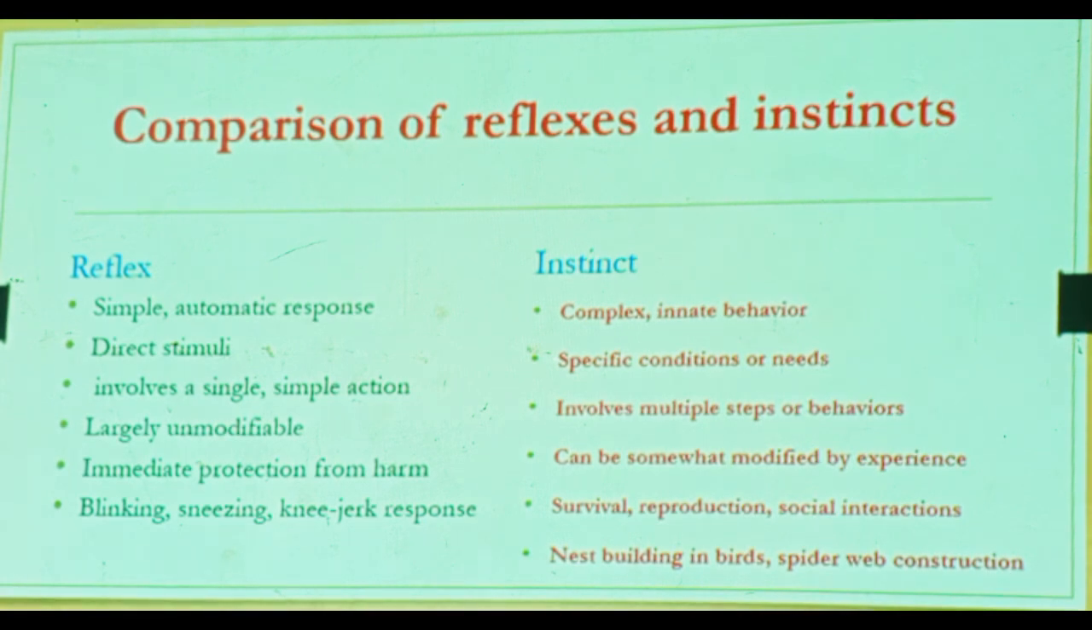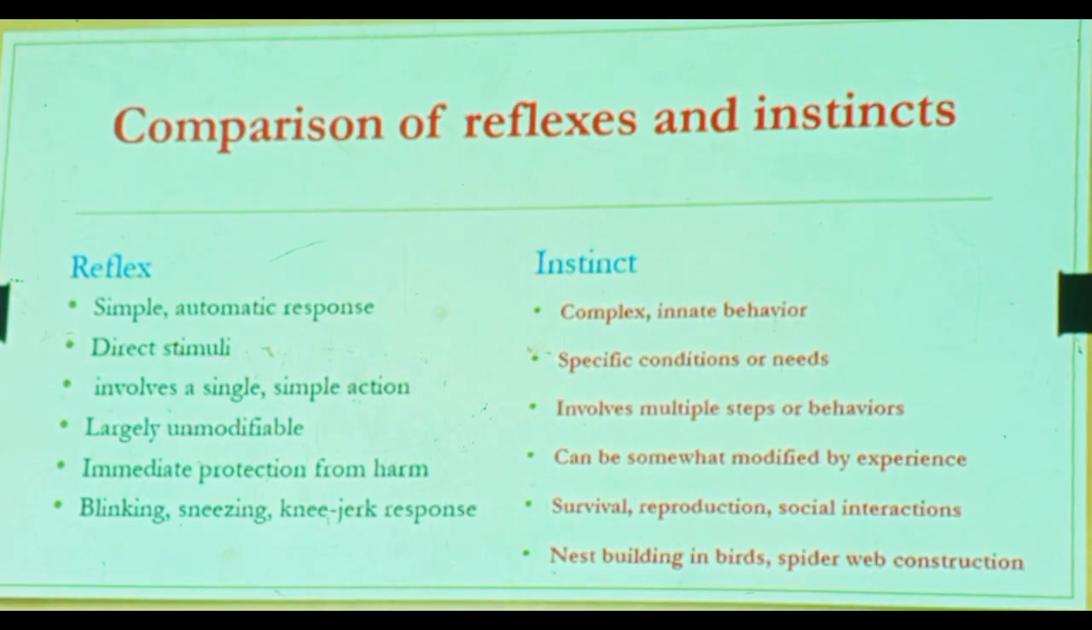Simple automatic innate behavior is reflex; complex innate behavior is instinct. Then reflexes are initiated by direct stimuli, like being burned by fire or something thrown at your eyes. You blink your eyes, a direct stimulus, whereas instincts are stimulated by specific conditions or needs. For example, if the animal produces hormones for reproduction, those hormones initiate the need for reproduction.